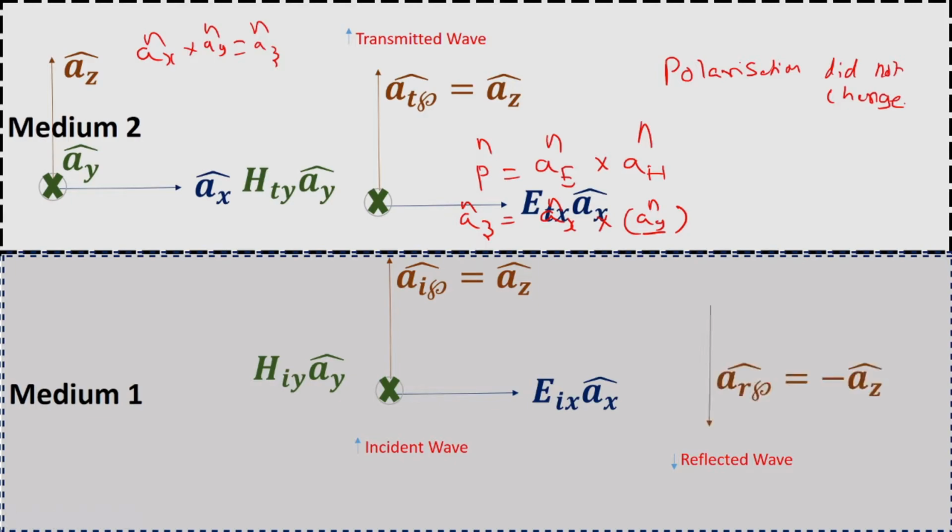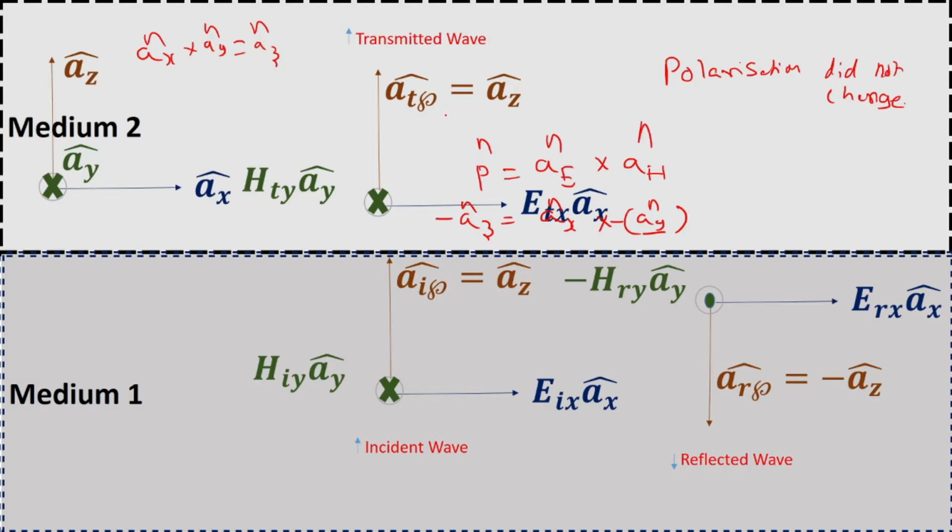For the reflected wave, the Poynting vector is along minus az cap, and the direction of electric field intensity is along ax cap, because as I have said, the direction of electric field intensity is assumed to have not changed in all three waves. Now, if P is along minus az cap and electric field intensity is along ax cap, then the magnetic field intensity should be along minus ay cap. So the reflected wave's magnetic field intensity is along minus ay cap.